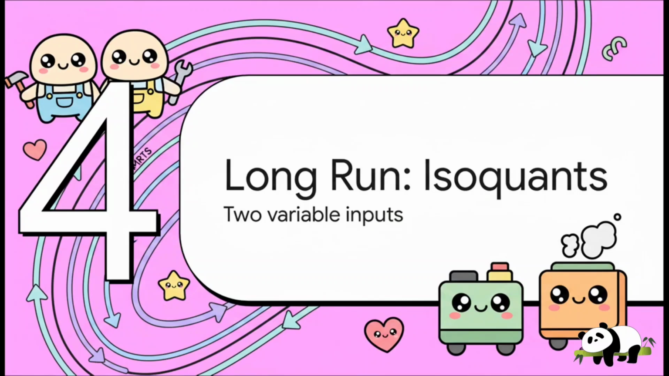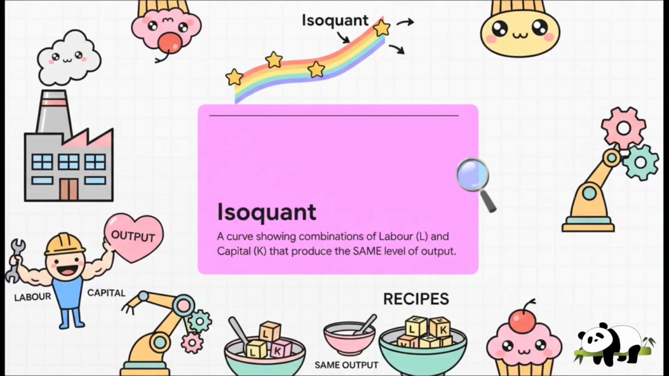Now let's zoom out and think about the long run, where Ravi can change everything, both his workers and his machines. This is where we meet some new ideas, like isoquants and the MRTS. The easiest way to think about an isoquant is like an indifference curve, but for production. The name sounds complicated, but it's not. Iso just means equal, and quant means quantity. So an isoquant is just a curve that shows all the different combinations, all the different recipes of labor and capital that can produce the exact same amount of t-shirts.